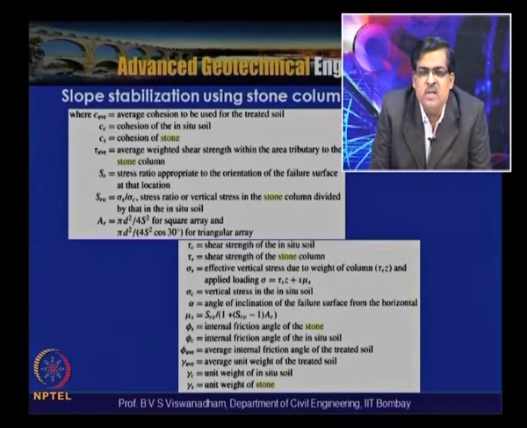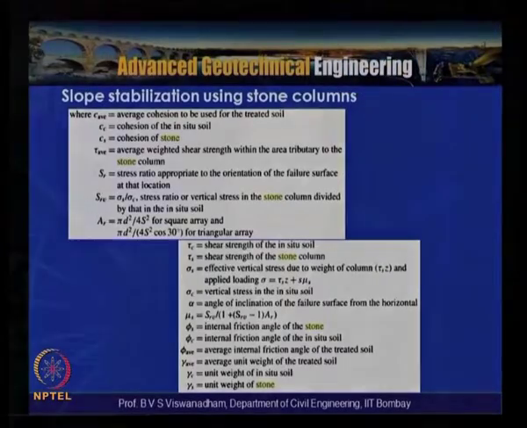Here phi C is the internal friction angle of the in situ soil; in the undrained, saturated case, phi C is equal to 0. Phi average is the average internal friction angle of the treated soil, and gamma average is the average unit weight of the treated soil, that is, the composite stone column reinforced ground. Gamma C is the unit weight of the in situ soil, and gamma S is the unit weight of the stone. So this was the method where the average shear strength parameters are estimated, and this allows us to perform the stability analysis using stone columns.